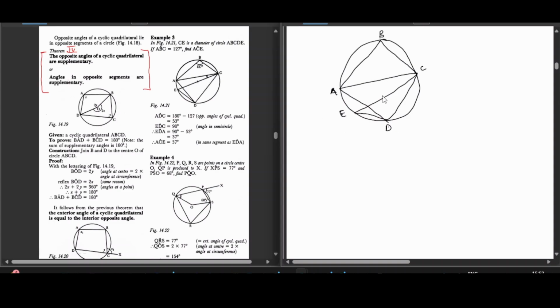We are told this line, which is EC, passes through the center. Then we are told this is 127 degrees. The question says CE is a diameter of circle ABCDE. If ABC is equal to 127 degrees, find ACE.